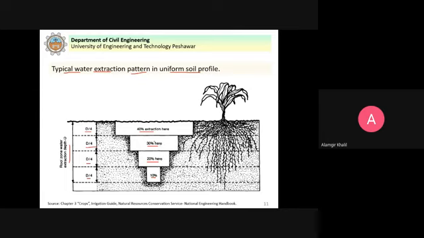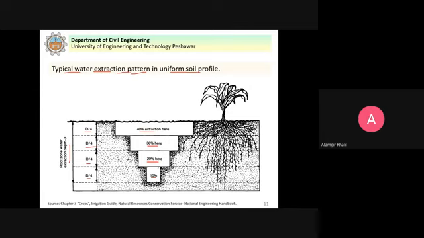This can vary between crops. If we have different crops, there can be 10% variation between the comparative crops. But you will find this figure in the literature. So this is how you can see the water extraction pattern here.